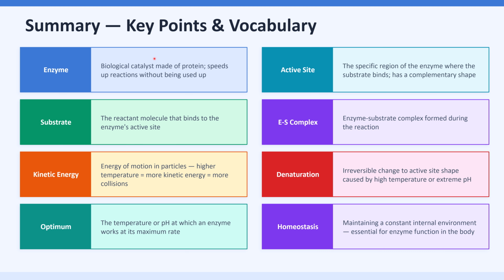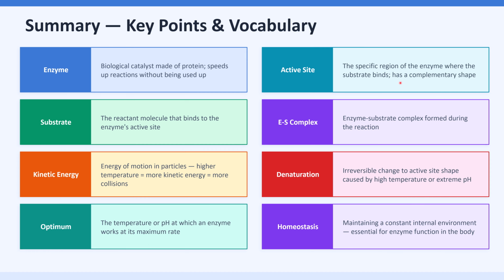Now let's summarize the lesson and discuss the key points and vocabulary. Enzymes: biological catalysts made of proteins that speed up reactions without being used up. Substrate: the reactant molecules that bind to the enzyme's active site. Kinetic energy: energy of motion in particles. Higher temperature means more kinetic energy, which means more collisions. Optimum: the temperature or pH at which an enzyme works at its maximum rate.